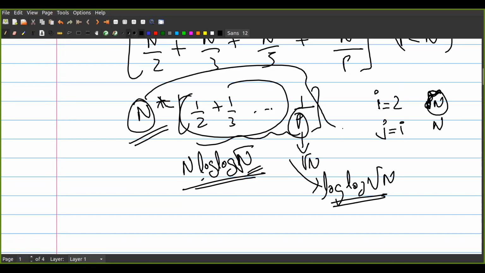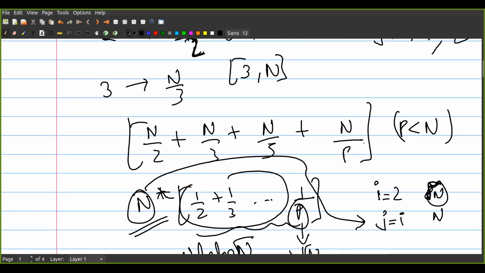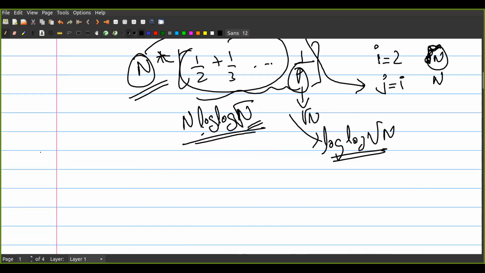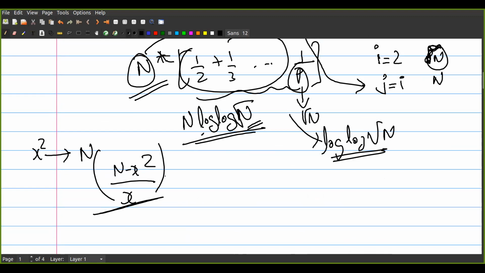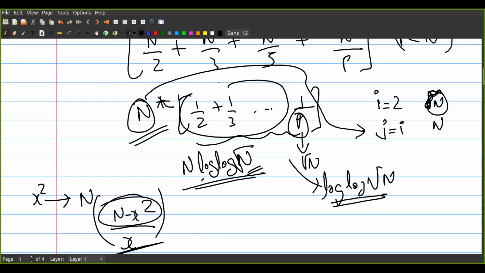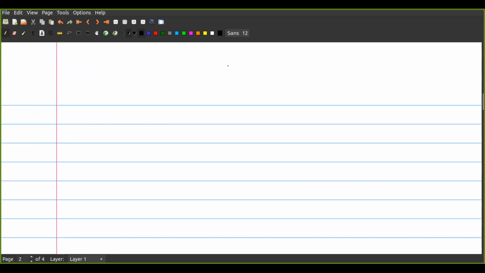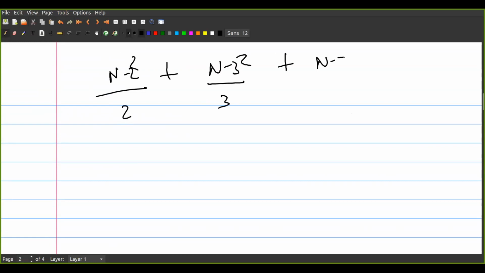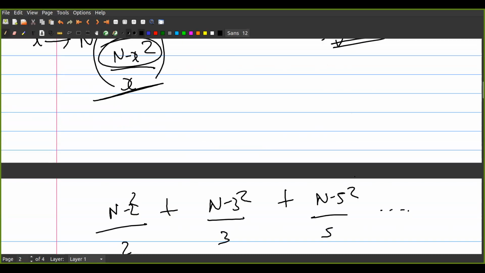Now what will this become? This indirectly depends on j, right? If we start at x square and move till n, the distance is n minus x square, and we are taking steps of x, so the numerator becomes n minus x square. It will be difficult to estimate the time complexity, but roughly it comes out as n minus 2 square upon 2 plus n minus 3 square upon 3 plus n minus 5 square upon 5. I don't think it is around root n log n. It's of order n only, so it will be O of n plus small o of n plus n log root n or something.